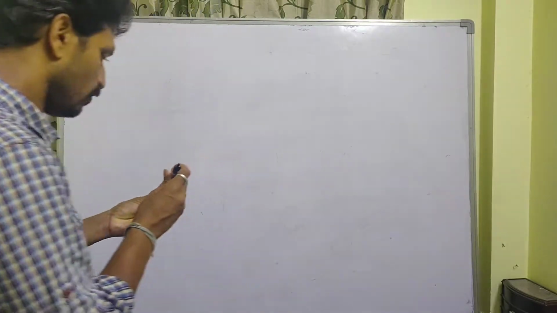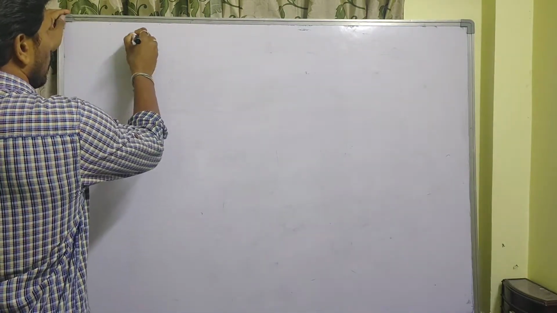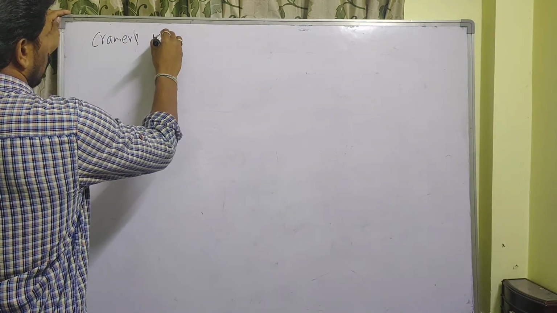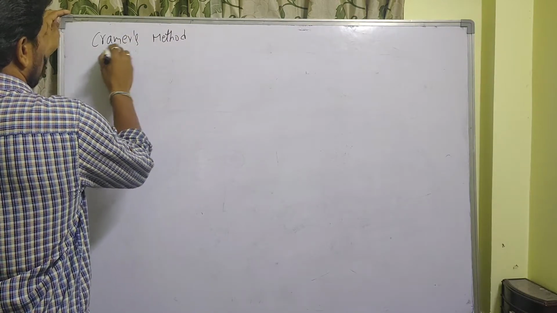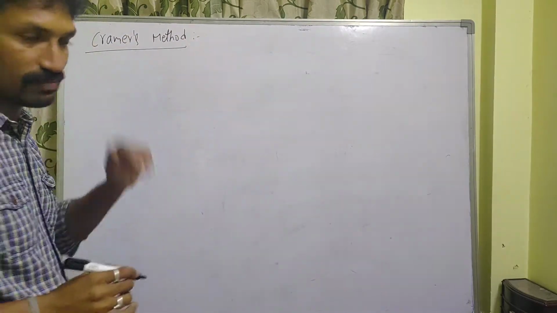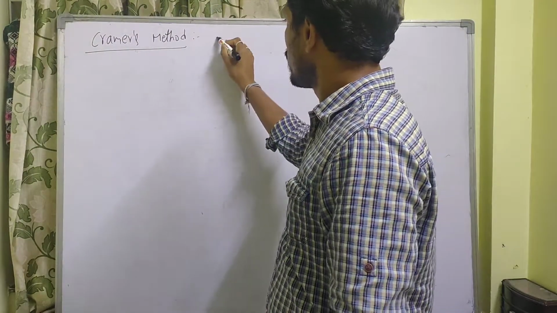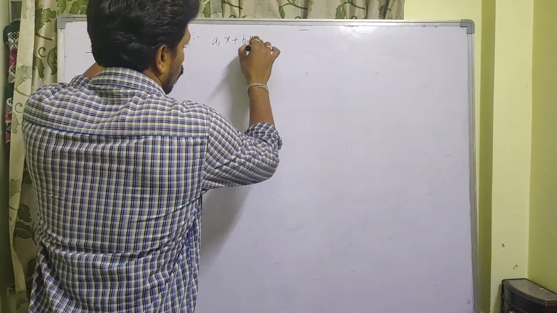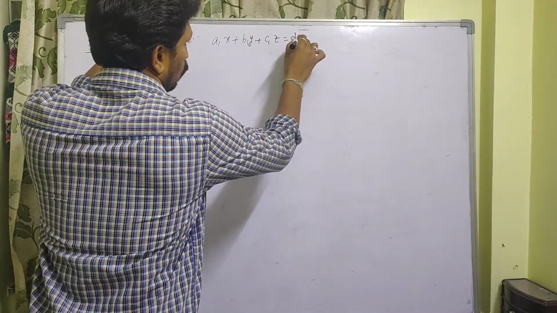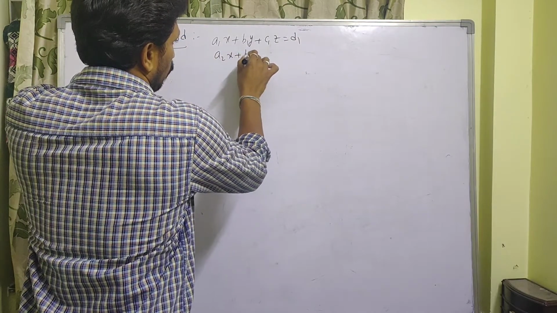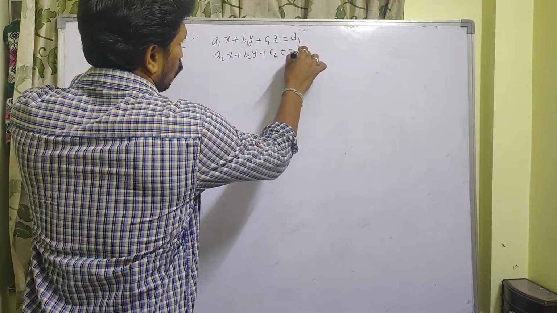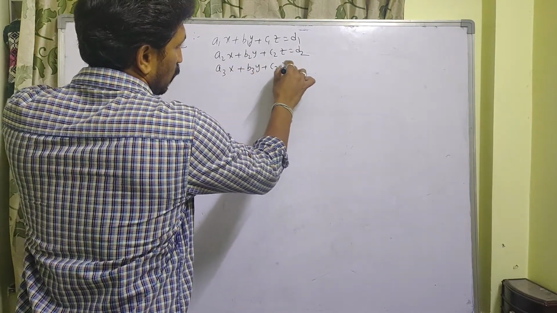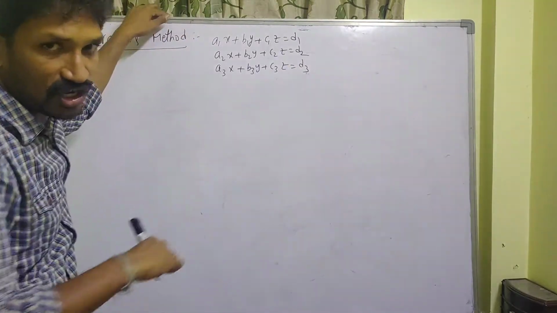Okay, see this procedure for Cramer's method. He invented this method. Let us consider the equations a1x plus b1y plus c1z is equal to d1, a2x plus b2y plus c2z is equal to d2, a3x plus b3y plus c3z is equal to d3. Let us consider these are the three given equations.